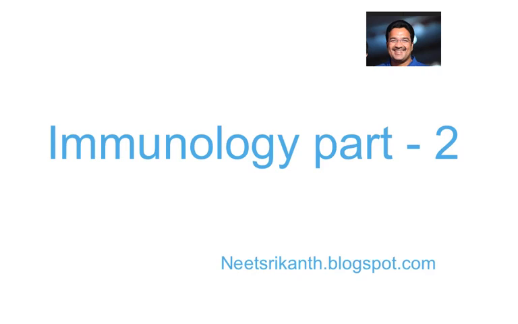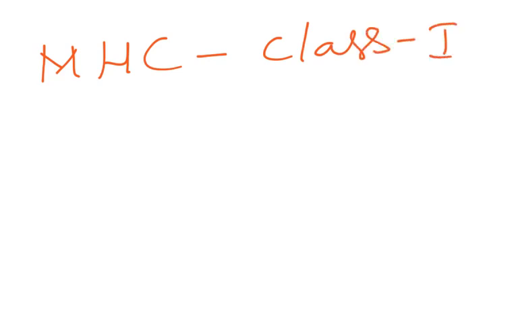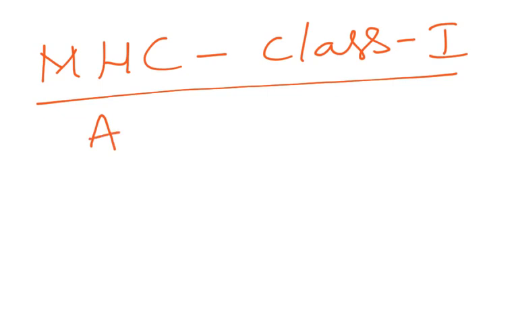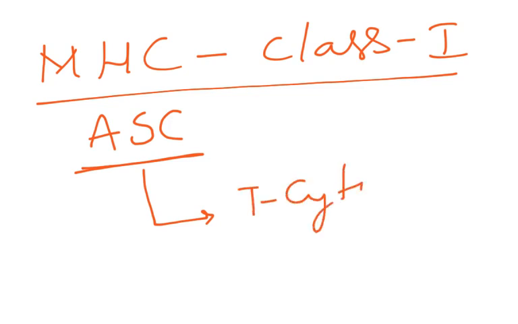Let's come to the immunology. As we learned now in part 1 about MHC class 1 and class 2 molecules, I'll remind you once again, MHC class 1 molecules are present in all nucleated cells. When the cell is infected, the nucleated cell is called an altered self-cell. They present the particular microbe to the T cytotoxic cells, which leads to cell-mediated immunity.